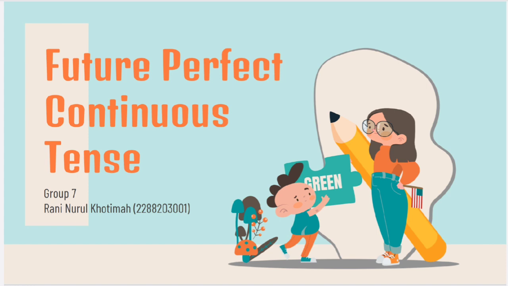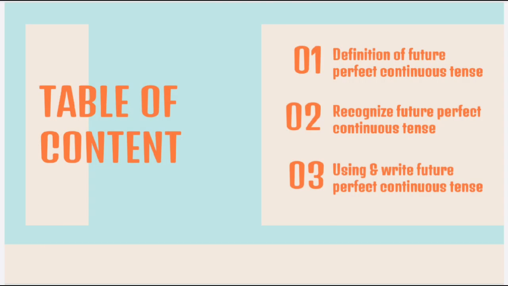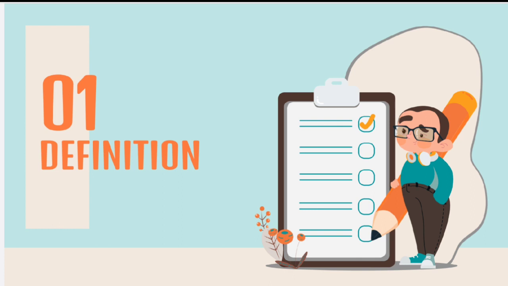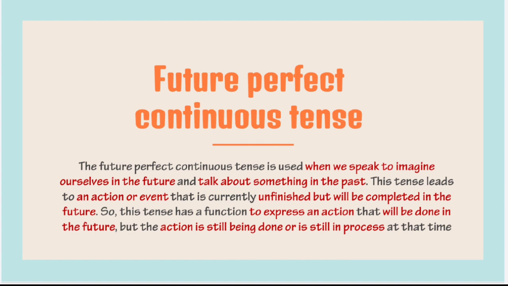So, today I will explain about future perfect continuous tense. Let me show the table of contents. I divided this explanation into three parts. First, the definition of future perfect continuous tense. The second one, recognizing future perfect continuous tense. And the last one, using and writing future perfect continuous tense. Let me show the definition of future perfect continuous tense. What is future perfect continuous tense?